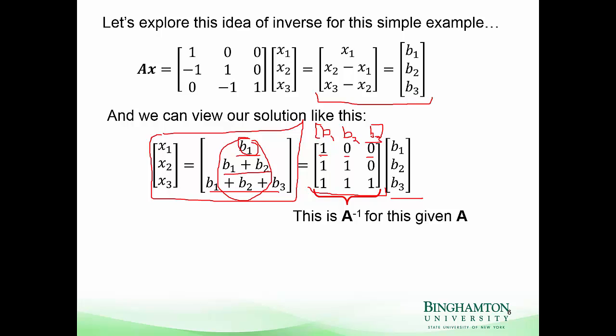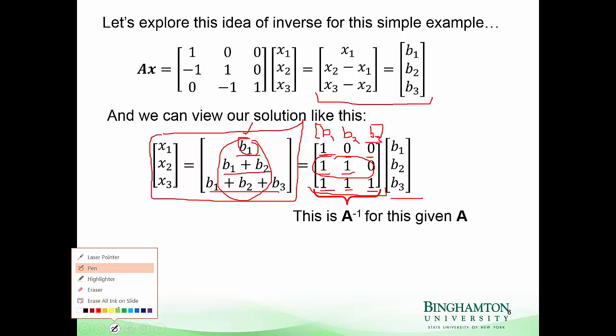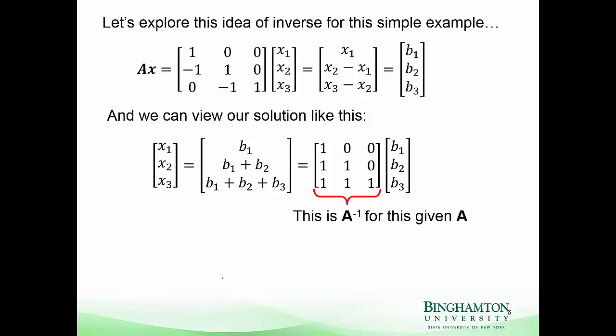So B1 times 1, B2 times 0, B3 times 0, and add all those up. Well, that gives me this. And you can verify that it works for the other ones as well. So this row here gives us B1 plus B2, and then this row gives us B1 plus B2 plus B3. So we can verify that our guess as to what the inverse of A is correct.